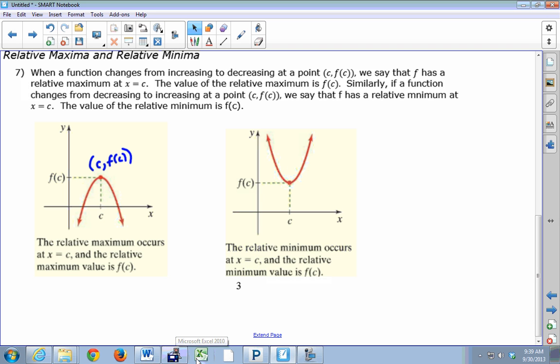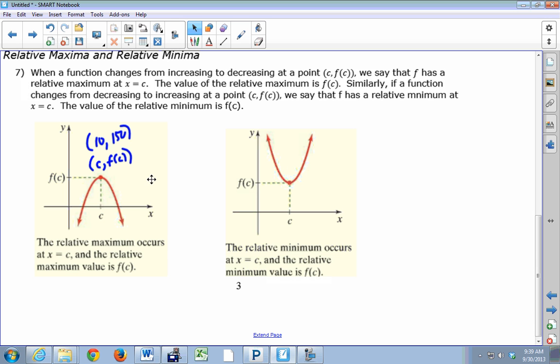So if this point was, let's say, 10, 150, the relative maxima would be 150. I'm only interested in the maximum output value, my maximum, say, weight that I'm going to achieve, 150 pounds. Wouldn't that be nice? But anyway. All right, so 150, that's the relative maxima. It occurs when I was 10 years old, at x equals 10. So I just made that up, I know. I was a fat kid, what can I say?